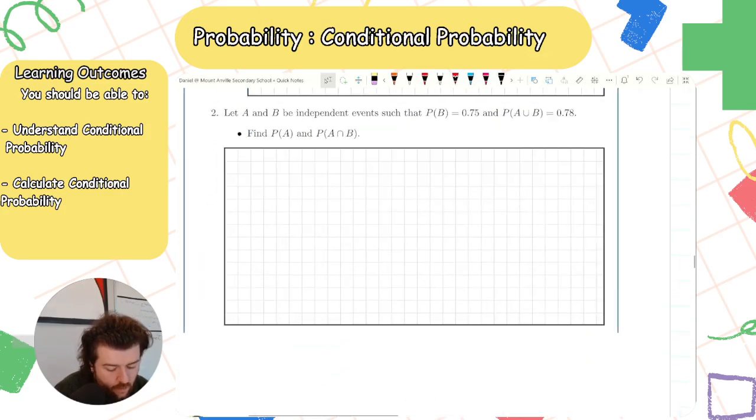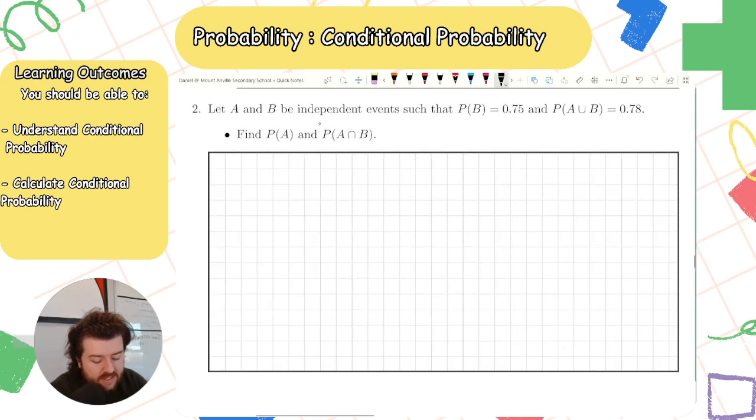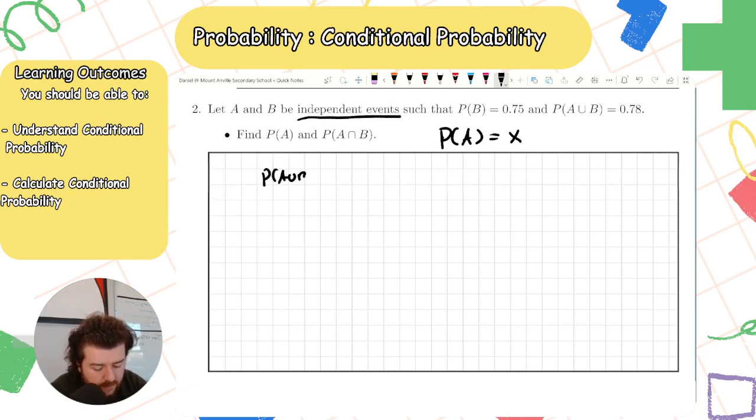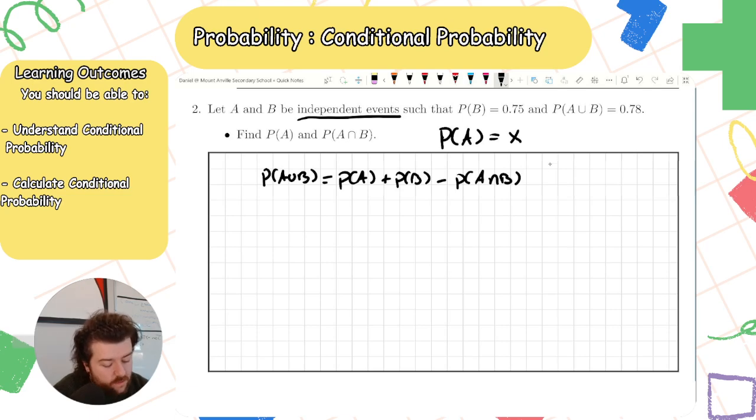Right. One more here. Let A and B be independent events. Okay, that seems important. Such that probability B is equal to 0.75 and A union B is equal to 0.78. Find probability A intersection B. So I notice here I have two unknowns, right? So I am going to need to make one of these X. So I'm going to say let the probability A equal X. Okay. So I have probability A union B. That's equal to probability A plus probability B minus the probability of the intersection. So if I can write A intersection B in terms of probability A, then we're doing well.